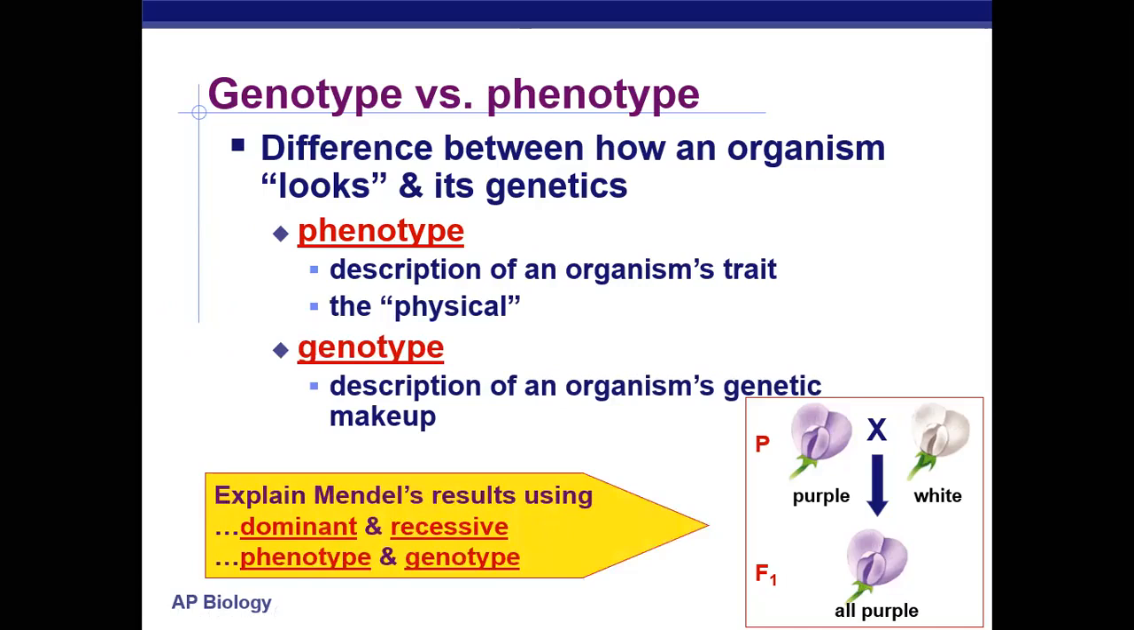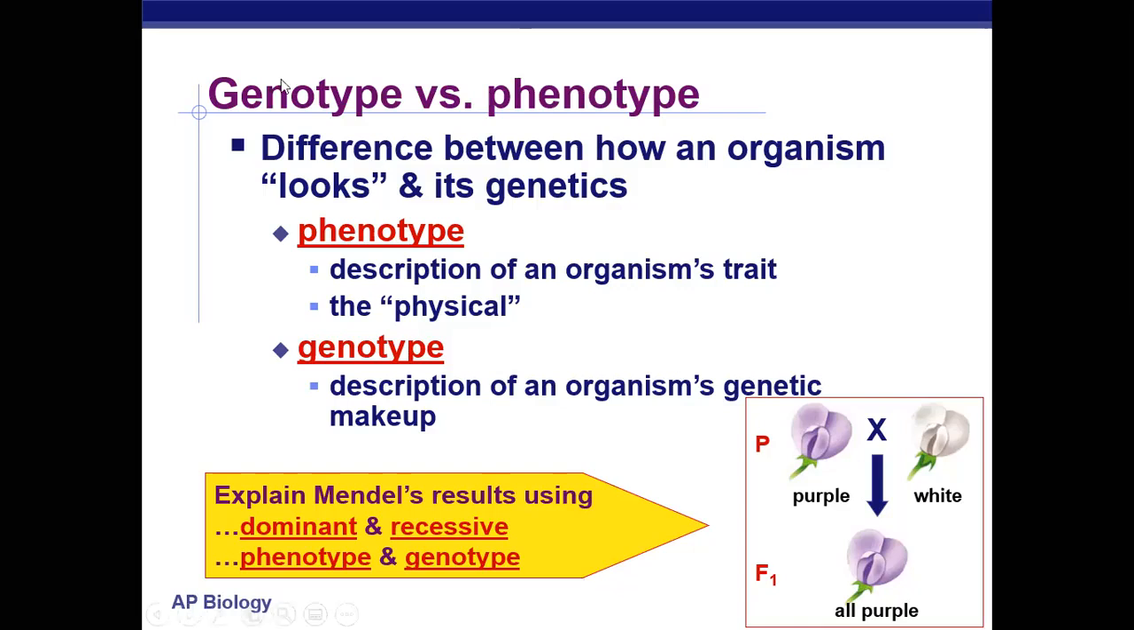So we're supposed to use the words phenotype and genotype and dominant and recessive, explaining Mendel's results here. The dominant purple, which is expressing a phenotype purple, is dominant to the recessive white, or the phenotype white. And the F1 offspring are all heterozygous, but they're expressing the dominant purple phenotype.